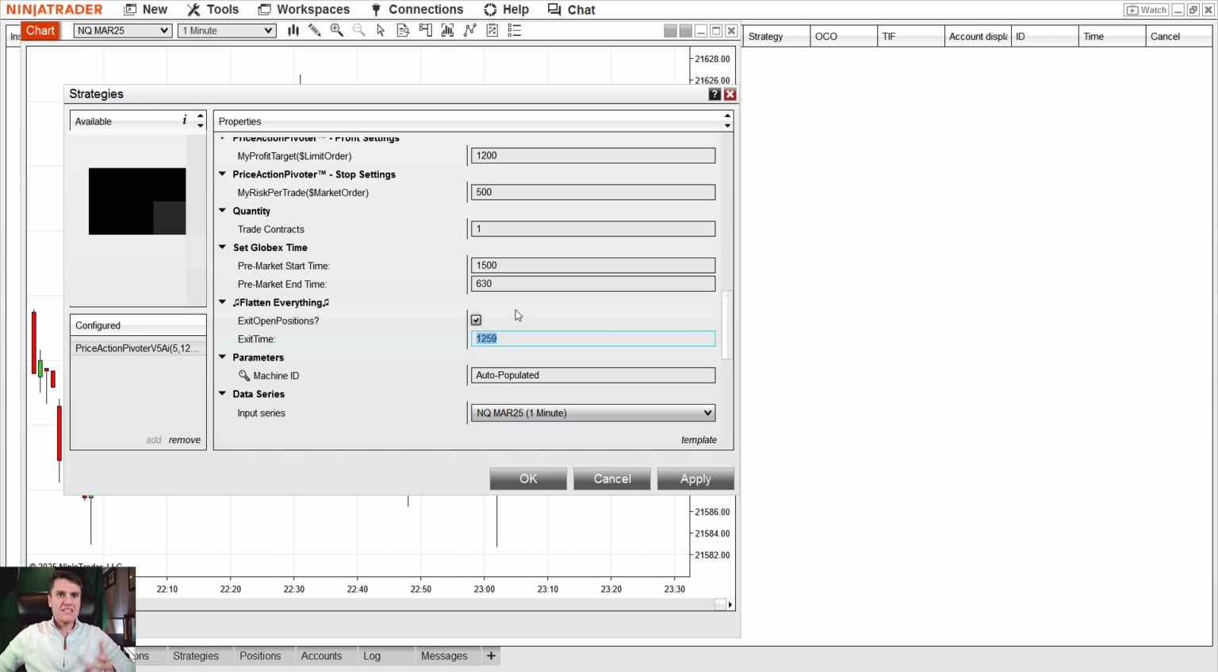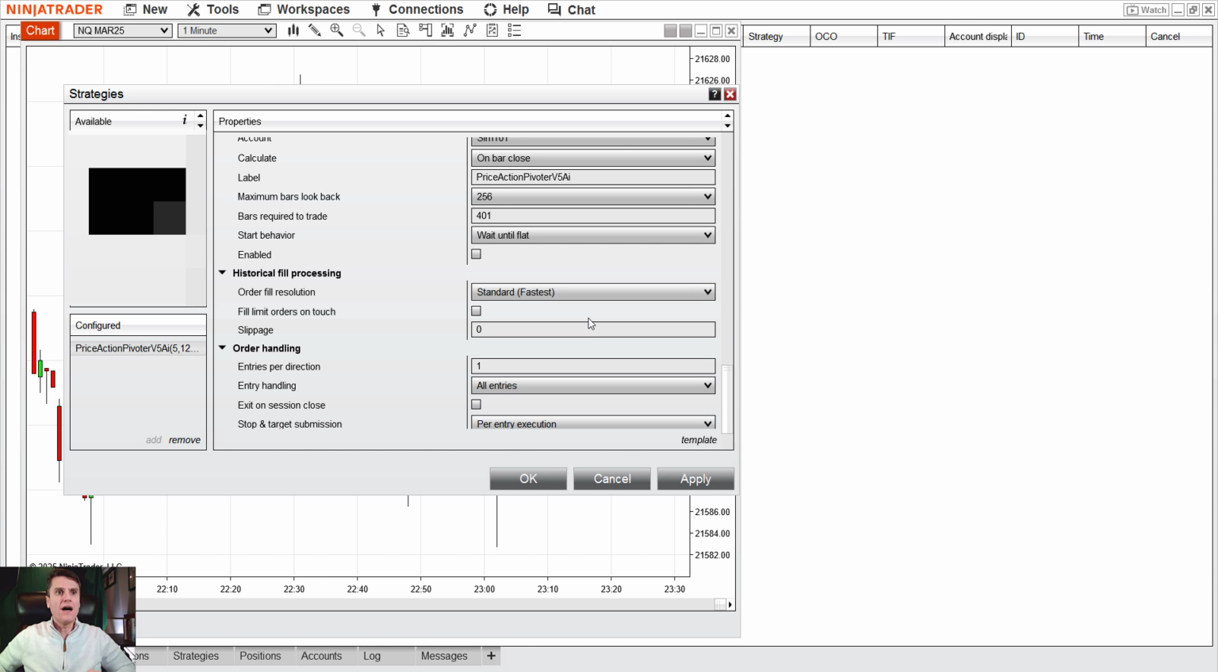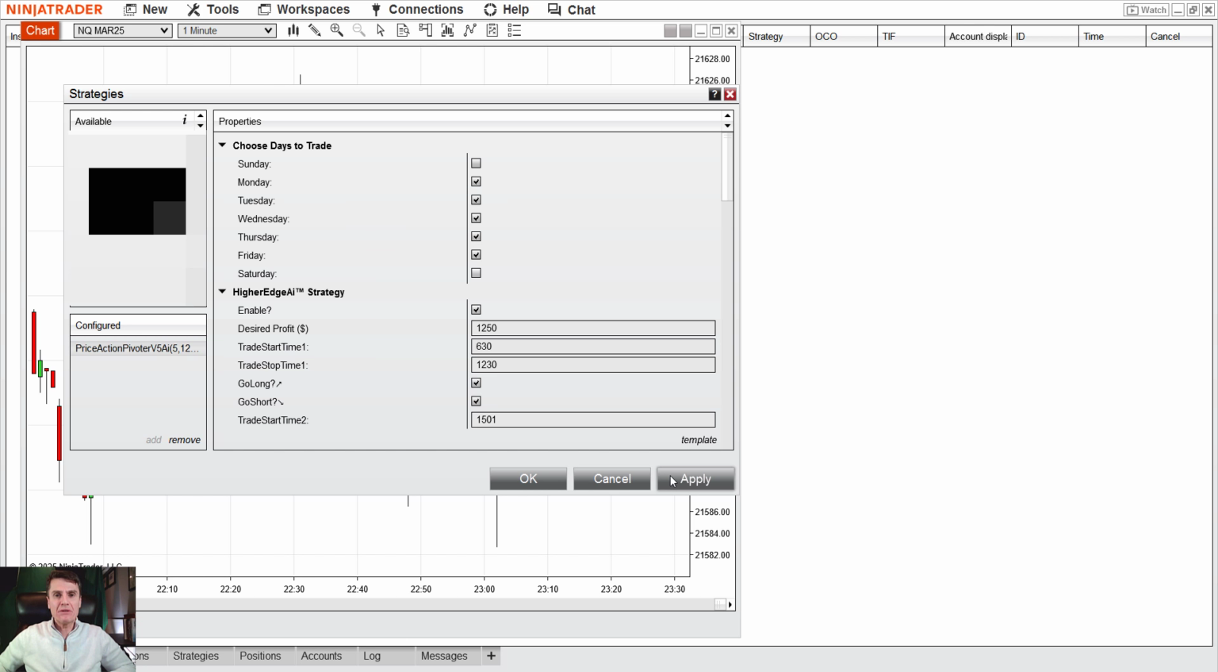So I'm still exiting at 12:59, flatten everything. It's going to flatten everything. It's going to try to get out as long as your internet connection and the strategy are still running, and your internet connection has never disconnected. If it disconnects, it breaks the strategy. So I'm going to go ahead and enable this. Now, when I do, nothing is really going to happen for 5 minutes.